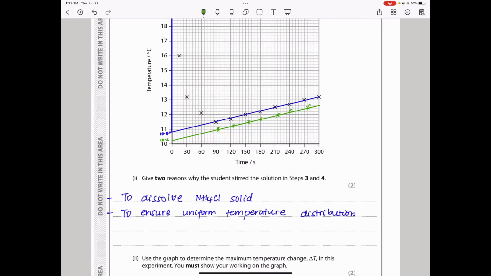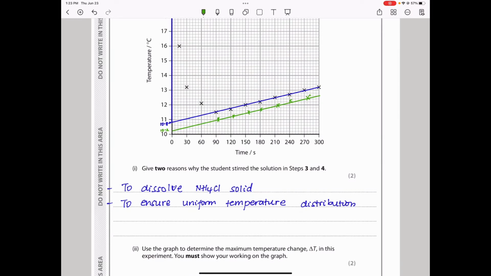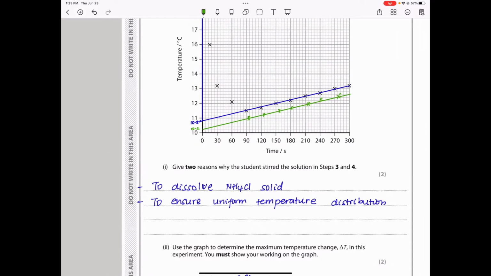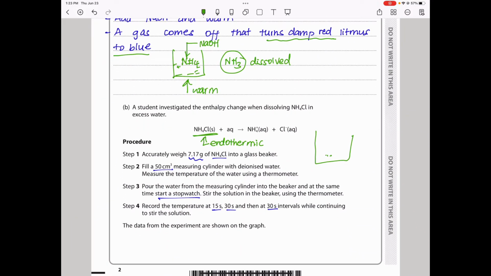So here the first question says, give 2 reasons why the student stirred the solution in step 3 and in step 4. The reason for stirring, again, I want to take you back. In step 3, they say pour the water from the measuring cylinder into the beaker, and at the same time, start a stopwatch. Stir the solution in the beaker using a thermometer. Remember, they already have a solid in there. So this is to make sure that the dissolution of the solid occurs.